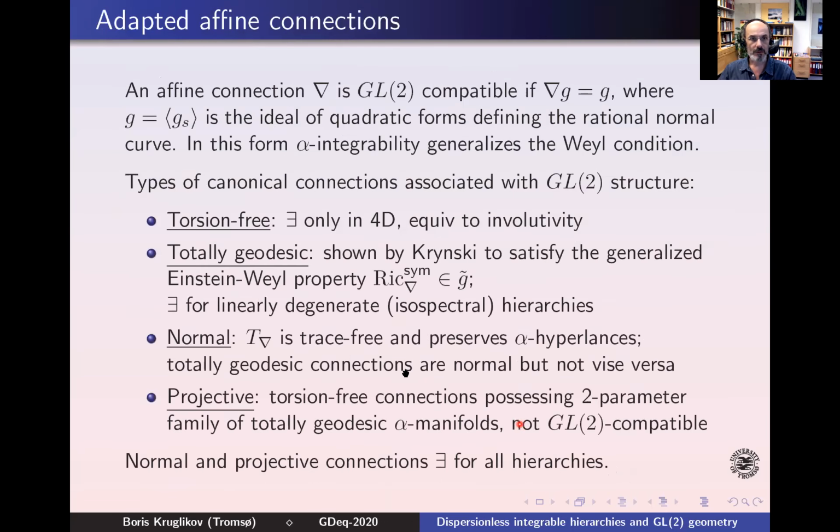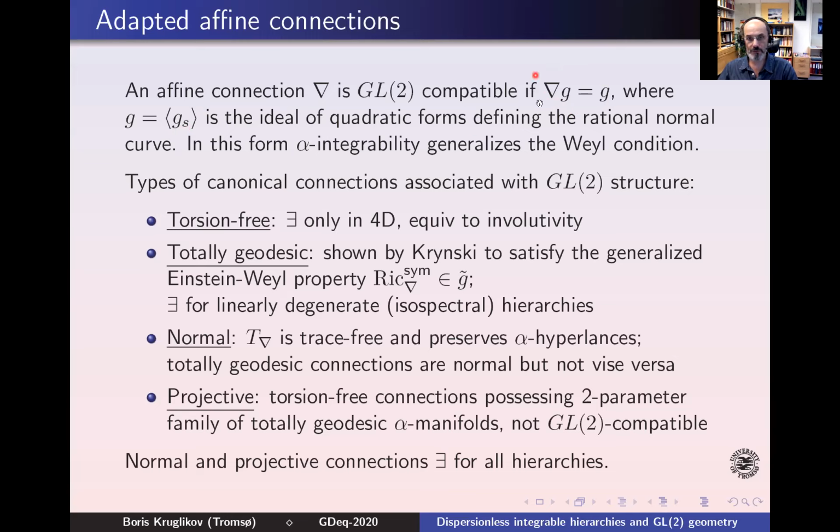Now, there are a bunch of adapted affine connections for GL2 structures. First of all, an affine connection is called compatible if it preserves the ideal of quadratic forms defining the rational normal curve. It's a standard fact in algebraic geometry that the ideal of the rational normal curve consists of quadrics. That's actually not a complete intersection, but it doesn't matter. We just take the span of all possible quadrics, and I write it in this form.